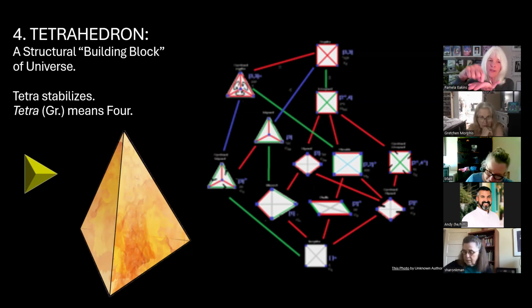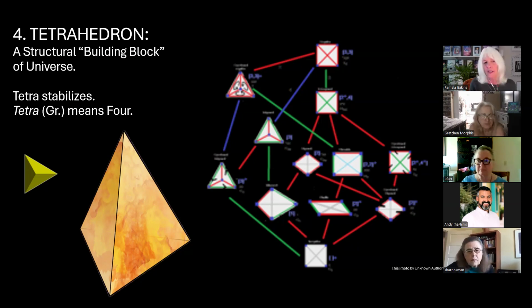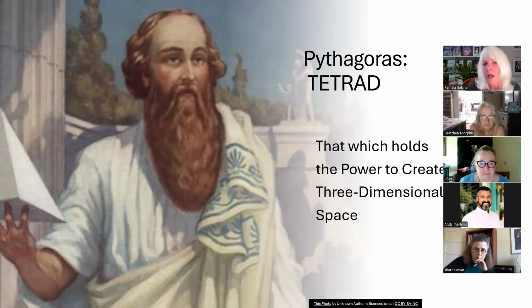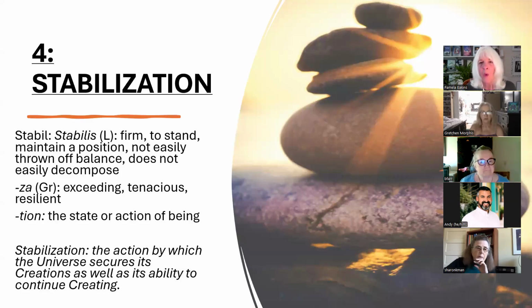So you have 3 points in a triangle, and then you place another point off outside of that plane, and you've got the solid. What we're looking at are different aspects of the number 4, the way number 4 is used in this little diagram. But of these, the tetrahedron is the first solid. Pythagoras said the tetrad is that which holds the power to create 3-dimensional space. And this was a huge revelation. It's 4 points. Do you see? 3-dimensional space, a solid. This is the power of stabilization.